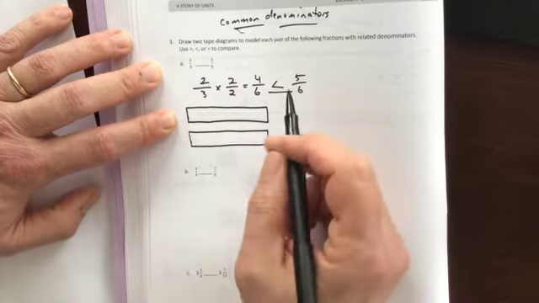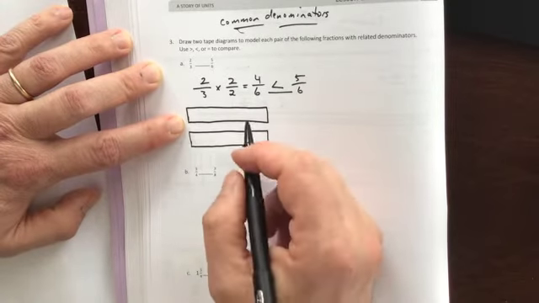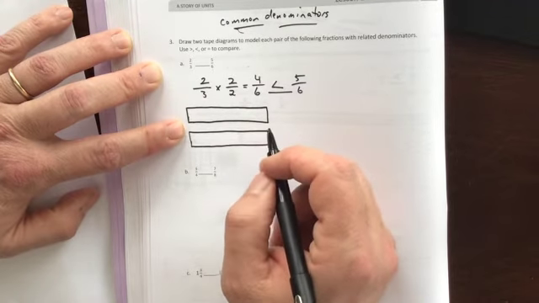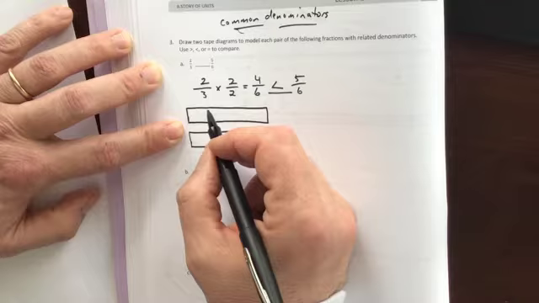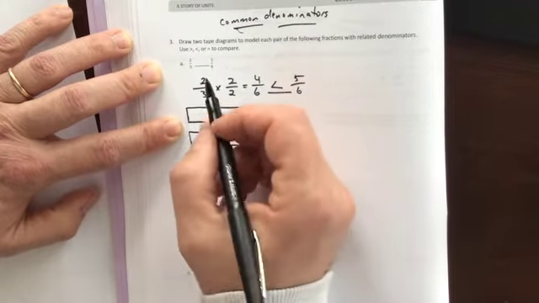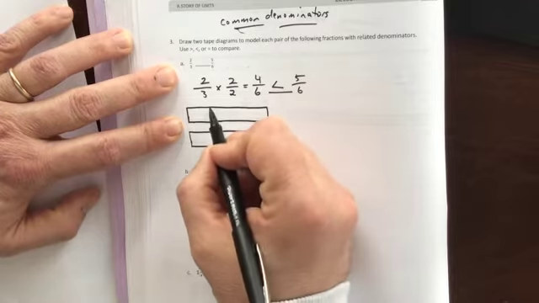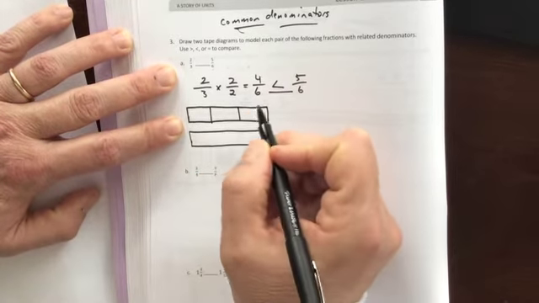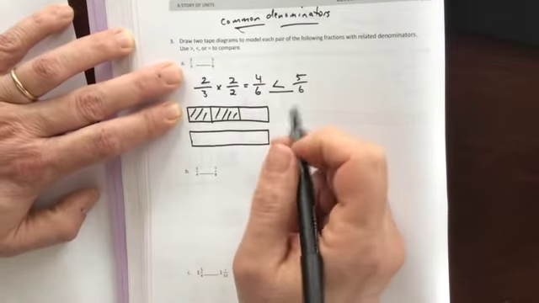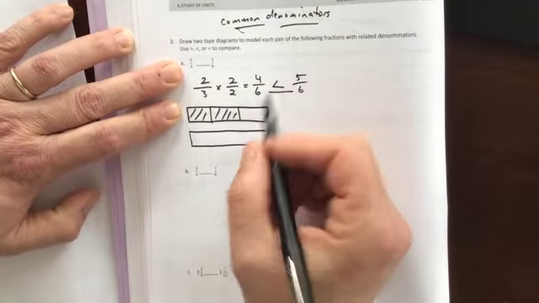Okay, so now what I'm going to do is to draw 2 identical tape diagrams. It really helps if your tape diagrams are basically the same size, because what you're going to do is model the 2 fractions and just look and see which one is bigger. So here we go. I'm going to start with 2/3. There's my thirds. There's my 2/3. Now I'm going to model 5/6.